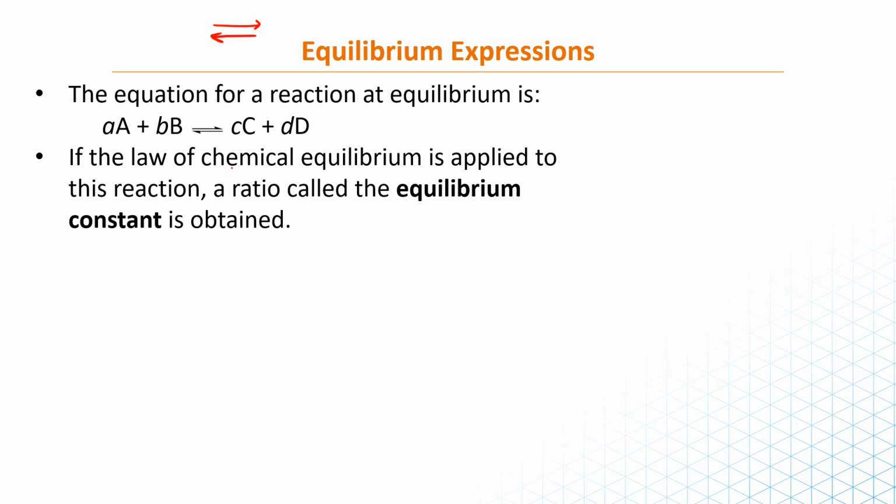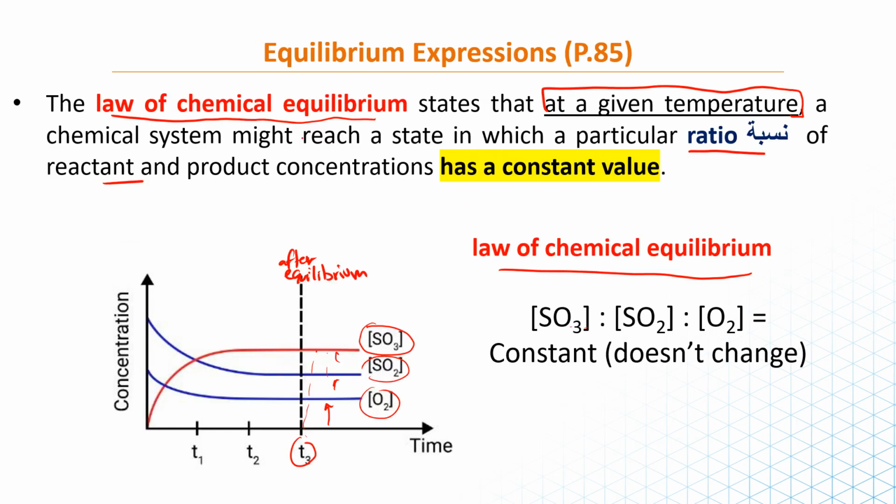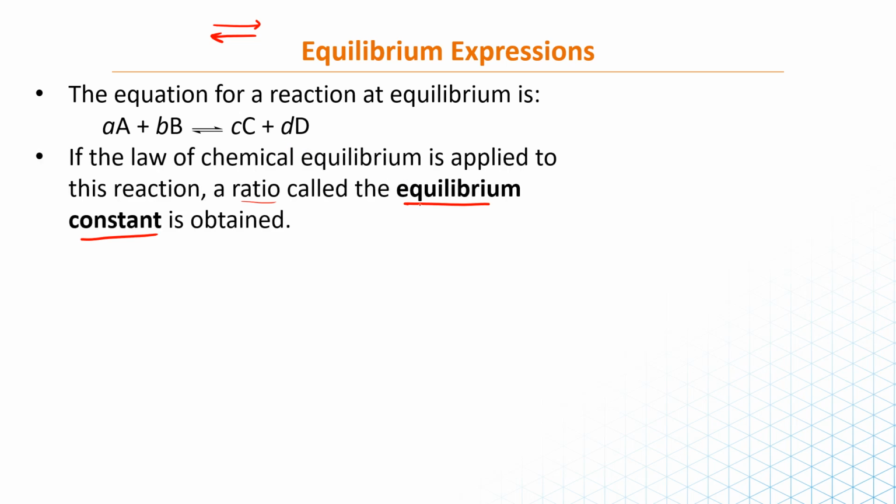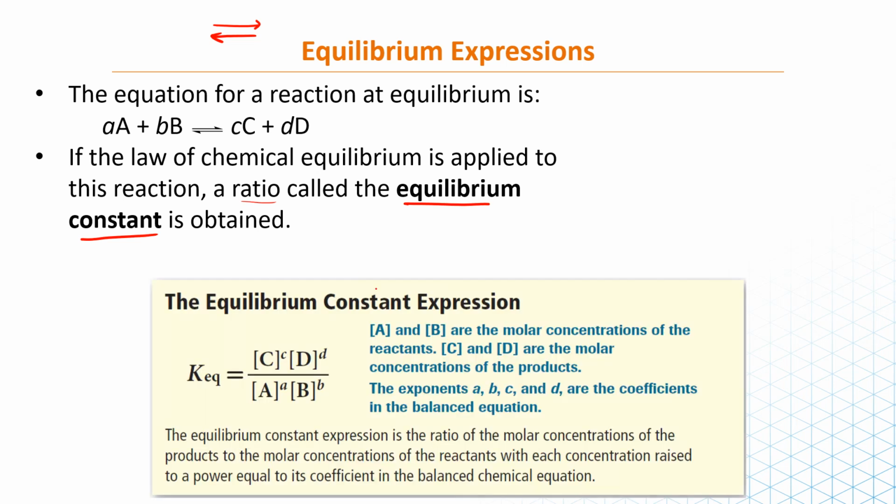So if the law of chemical equilibrium is applied to this reaction, a ratio called the equilibrium constant is obtained. يعني إذا طبقنا law of chemical equilibrium, if we want to translate this law into math, إذا نريد نحول هذا الكلام إلى رياضيات, we are going to derive, or we are going to write something called equilibrium constant. Okay? What does it look like?